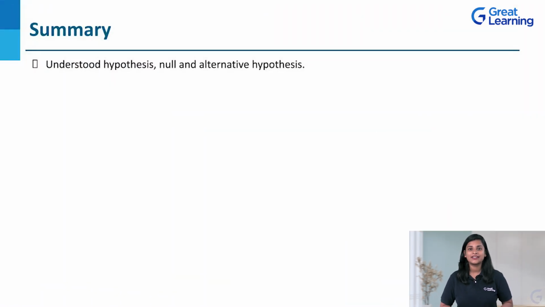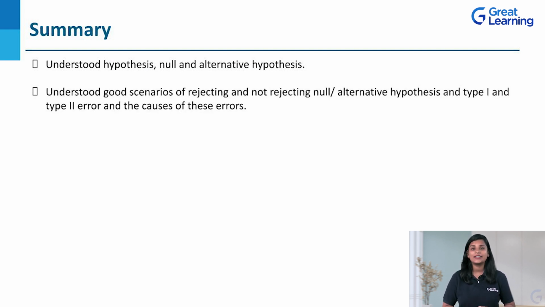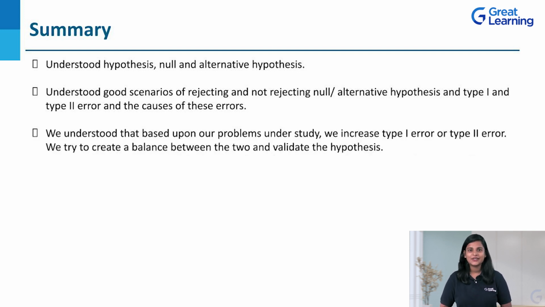So very quickly, let us summarize today's video. In today's video, we understood the null and alternative hypothesis. We also understood good scenarios of rejecting and not rejecting the null or alternative hypothesis, and type 1 and type 2 error and the causes of these errors. We understood that based upon our problem under study, we increase type 1 or type 2 error. We try to create a balance between the two and validate the hypothesis.